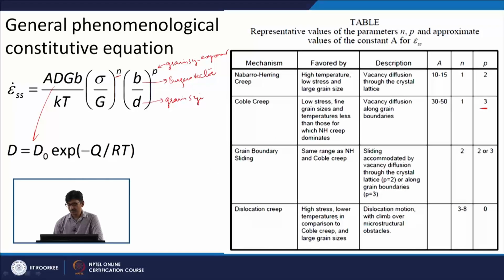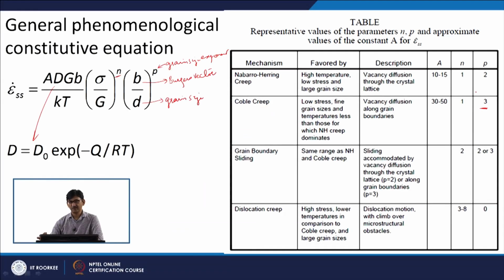Dislocation creep is applicable at high stress, and lower temperature in comparison to Coble creep and NH creep. It involves dislocation motion with climb over microstructural obstacles. N is around 3 to 8 and P is 0. So, there is no grain size dependence in case of dislocation creep, and there is a high stress dependence, whereas in case of diffusional creep the stress dependence is very small.